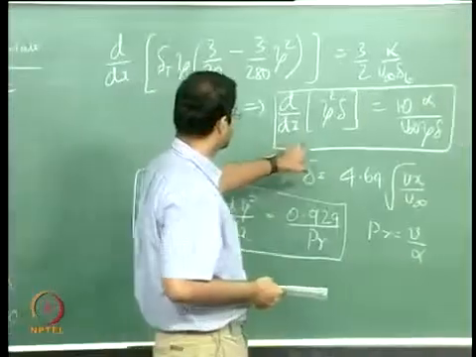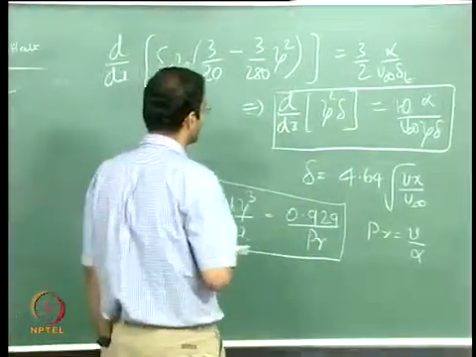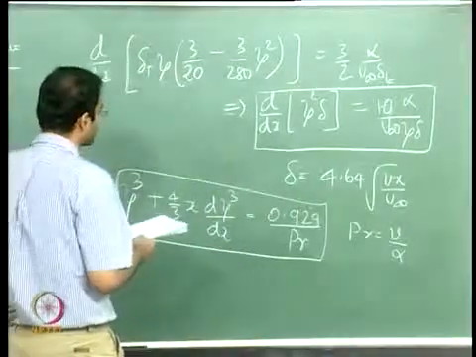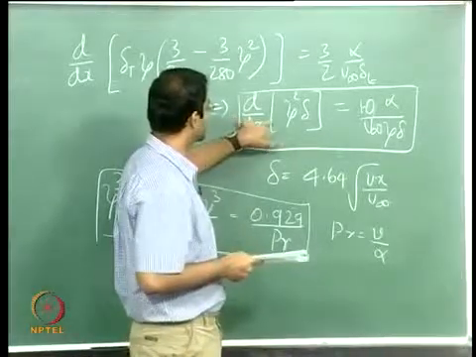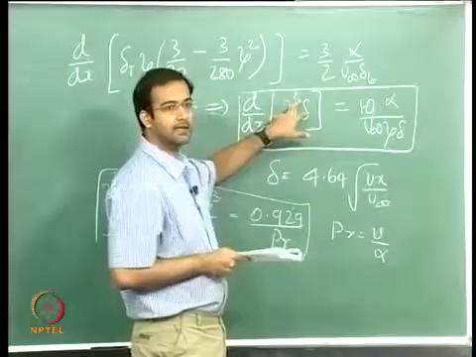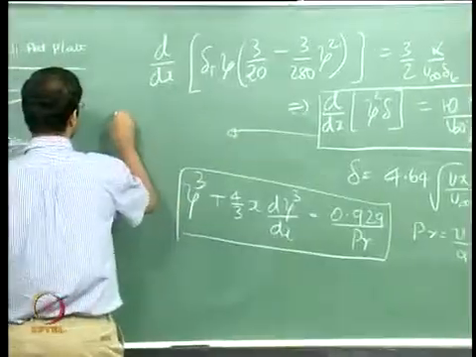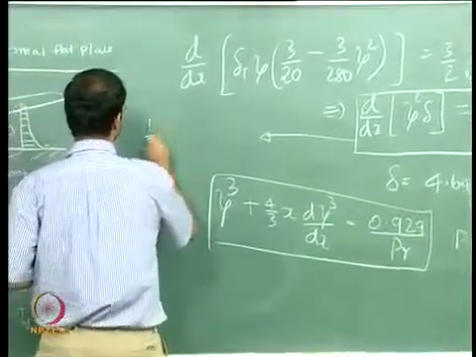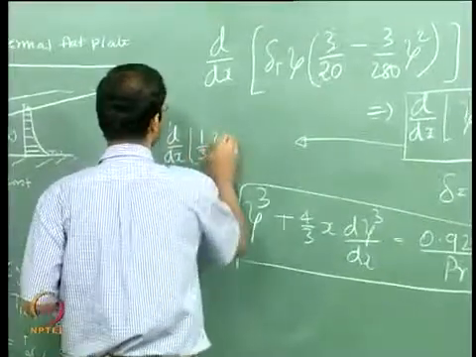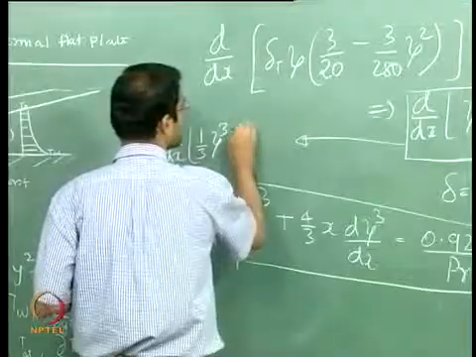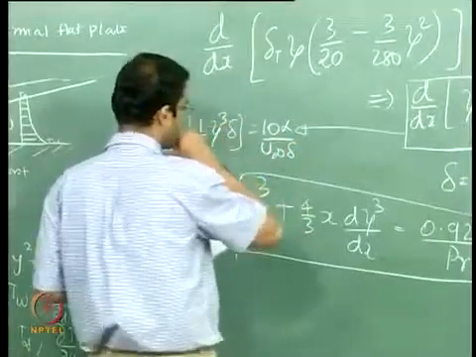So I am just expanding this particular term right here. I am taking this delta here and saying this as 1 by 3 into d by dx of delta cube. So this can be written as d by dx of 1 by 3 delta cube zeta cube delta is equal to 10 alpha by u infinity into delta.